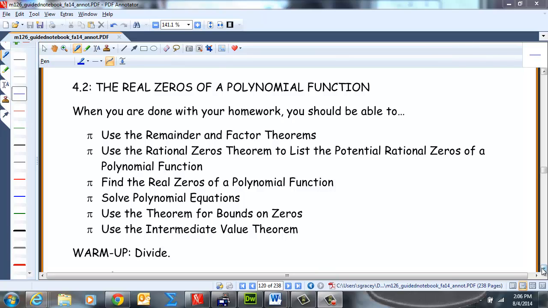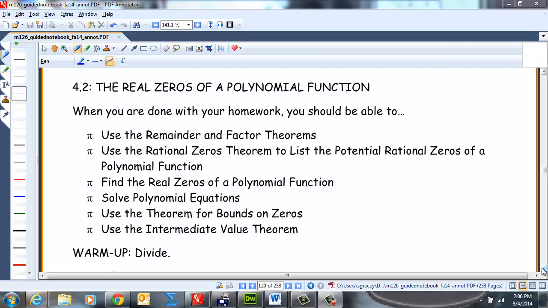Today we'll be covering how to find the real zeros of a polynomial function. You can go ahead and read our goals listed below. And we will be using the Sullivan and Sullivan text, Precalculus Enhanced with Graphing Utilities. So here we go. Are you ready?